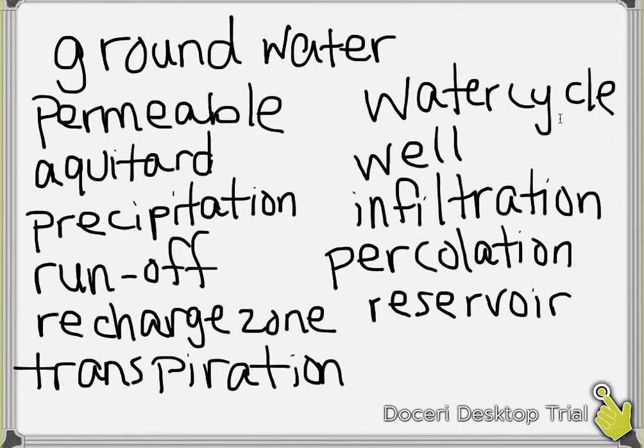So let's talk about the structures of the hydrosphere. The area where we place our vocabulary words. And a lot of these words you already know. A lot of these words you already came in contact with in the 7th grade, the 6th grade, and even the 5th grade. But we are going to build upon that and go a little bit deeper than some of the things that you already know. So the major thing that we're going to be talking about is our hydrosphere.